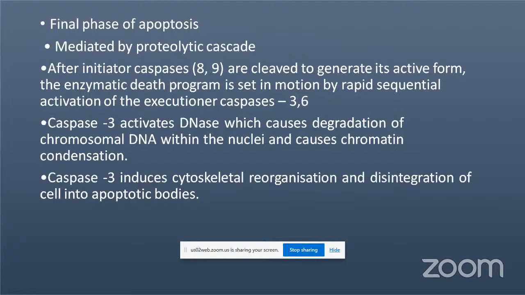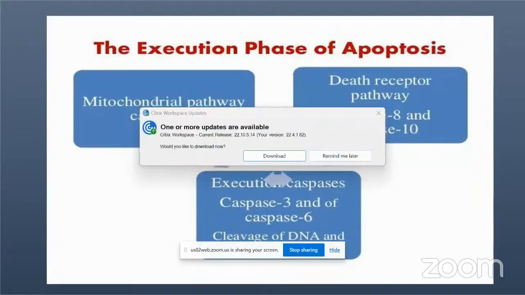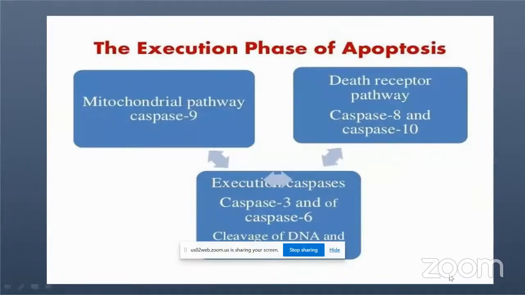Then caspase 3 activates DNase, which causes degradation of chromosomal DNA within the nuclei and causes chromatin condensation. Then caspase 3 also induces cytoskeletal reorganization and disintegration of the cell into apoptotic bodies. This is the execution phase of apoptosis, the mitochondrial pathway.